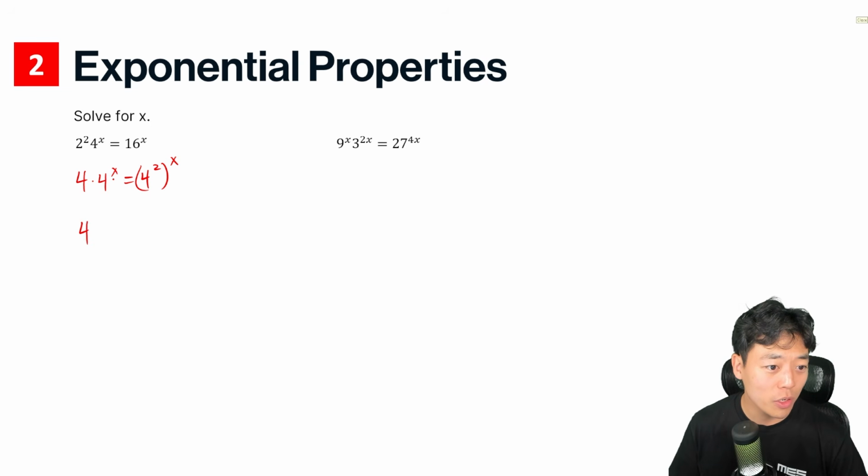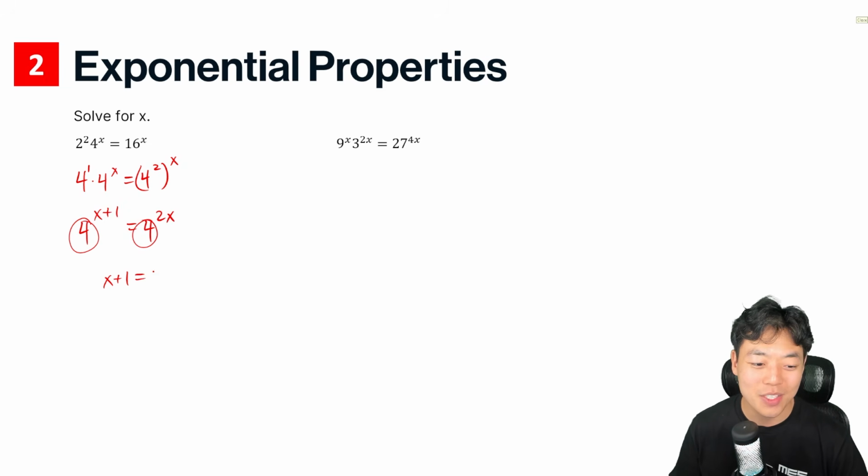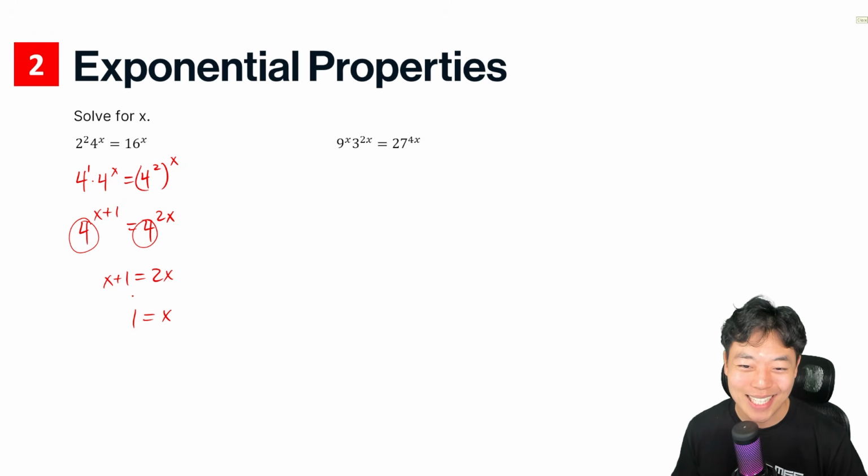So we actually have 4 to the power of x plus 1, since this is 1, equal to 4 to the power of 2x. Since the bases are the same, the powers must be equal, therefore x is equal to 1. Wow, that was so satisfying.